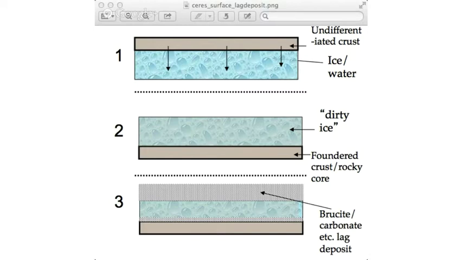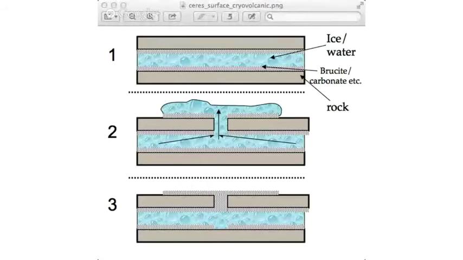So that's one possibility. The second possible way of getting this brucite and carbonate on the surface would be the other plot, which is cryovolcanism. Cryovolcanism is a kind of specific term, which basically means volcanism, except you use ice for the magma and the lava instead of rock like we see on volcanoes here on Earth.